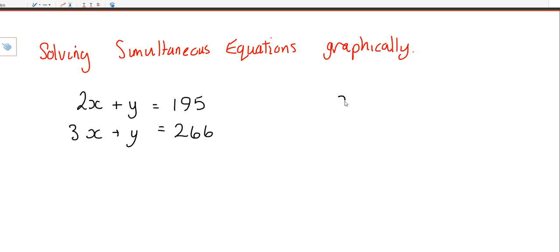So 1x has a difference of 71, wasn't it? Therefore the y, well that would make that 142, so y has to be 53. Okay, so we know our solutions.